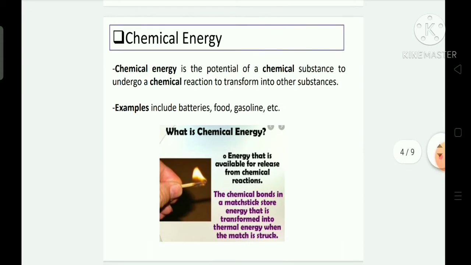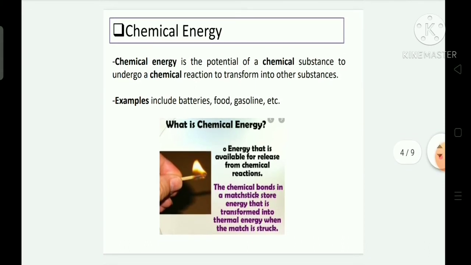चलो, then after बात आती है chemical energy. Chemical energy is the potential of a chemical substance to undergo a chemical reaction and transform into another substance. For example, batteries में जो होती है, which is chemical energy. Then food है, gasoline है, matchstick है, which are the best examples of chemical energy.